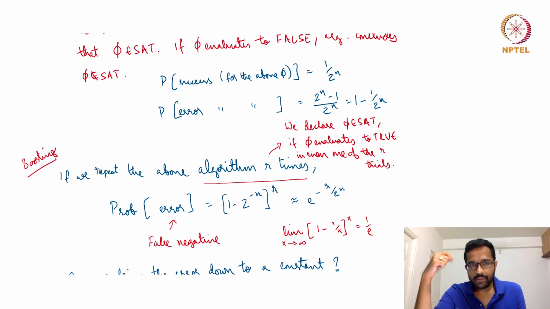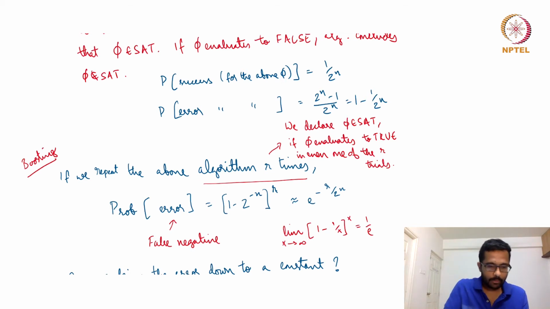So what is the probability of that? The probability of that is not picking the correct solution in any of the R trials. So it should not pick the correct solution in the first trial, it should not pick in the second trial, and so on. And as we have said, we declare it as not satisfiable only when it evaluates to false in all the R trials. We declare it as satisfiable if it evaluates true in even one of the trials, right? So what is the probability of the false negative? It is evaluating as not satisfiable in all the R trials.